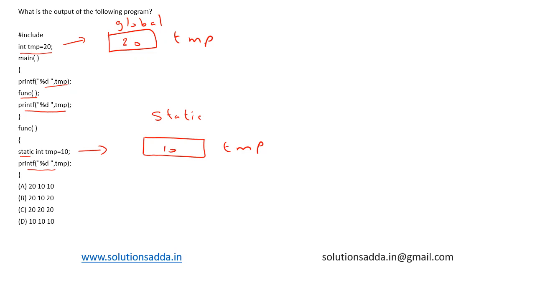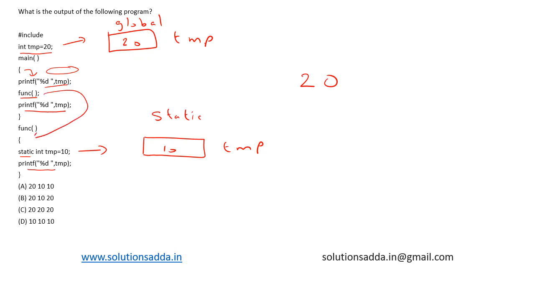So initially the program enters here. Now it's trying to print the value of temp. So since there is no internal declaration here, the global value of temp will get printed first. So we have 20. Now this function gets called.